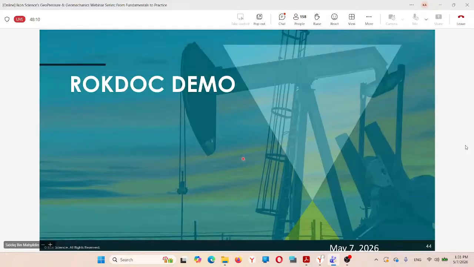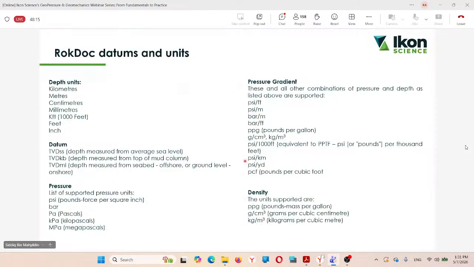All right, I'm going to move to the RokDoc demo, but before I do, there are datums and units that we could use. In terms of depth, you can use any units that you are familiar with, kilometers, feet, up to you. The datum, we can change accordingly: TVDSS, TVDKB, TVDML, depending on whether you operate offshore or onshore. Pressure, you can use bar, psi, MPa. The same goes for pressure gradient: psi per foot, bar per meter, bar per foot. And density, you can use ppg, gram per cc, and so on.